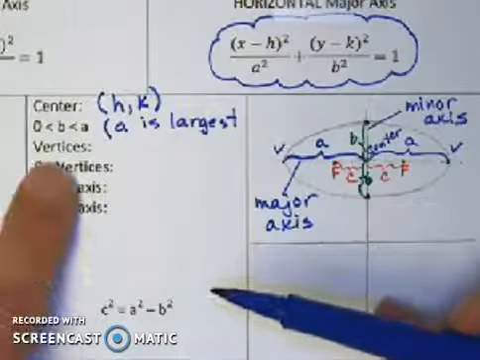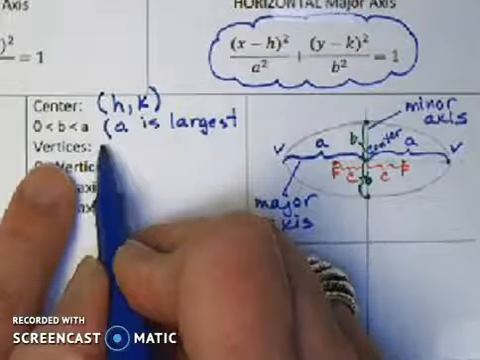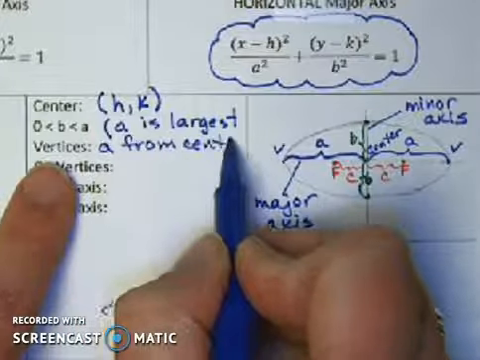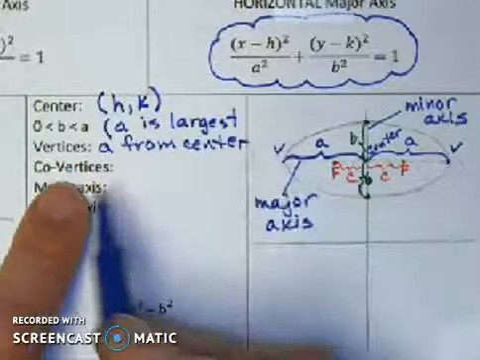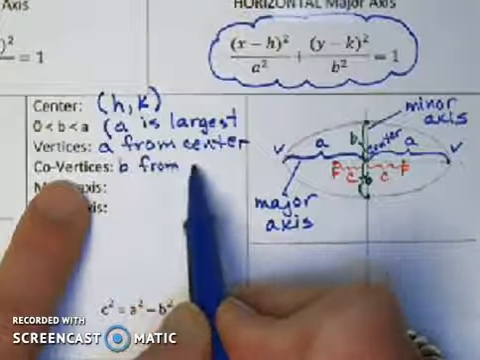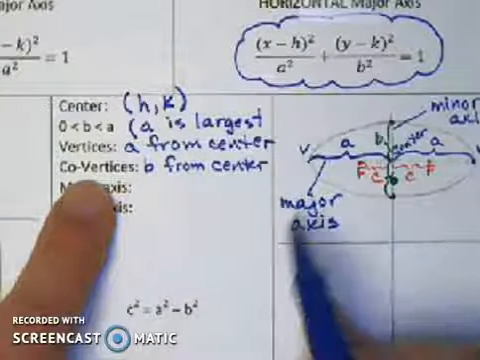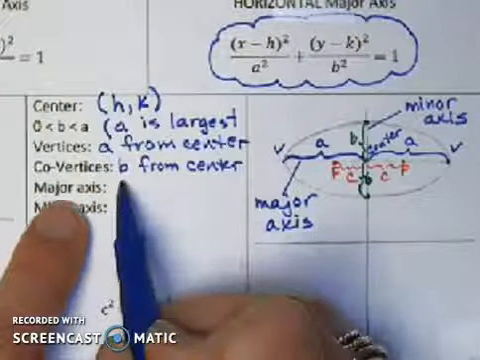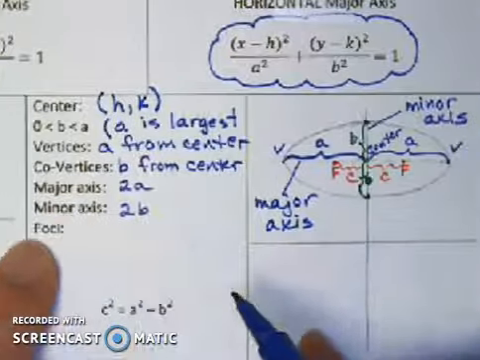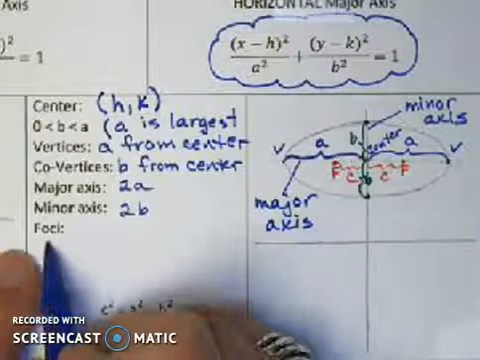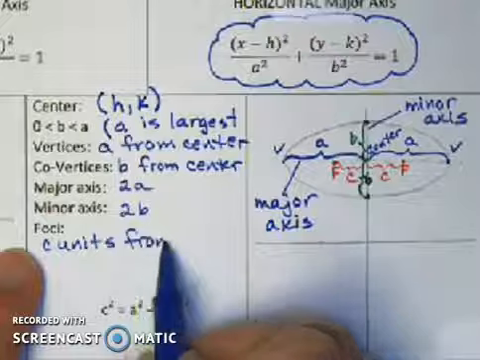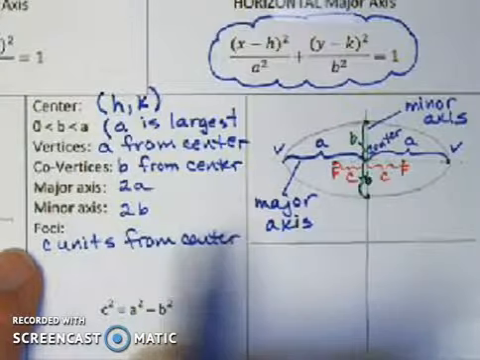The vertices are A from the center. It's going to be different over here when we do the vertical. The co-vertices are going to be B from the center. That's why I'm not putting in points. And the major axis is always 2A, and the minor axis is always 2B. The foci are C units from the center on the major axis.